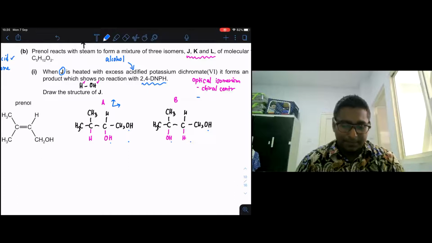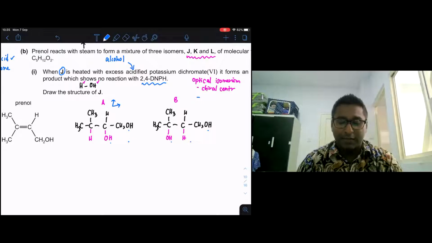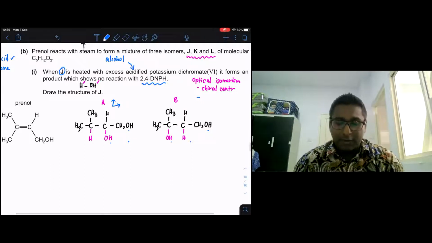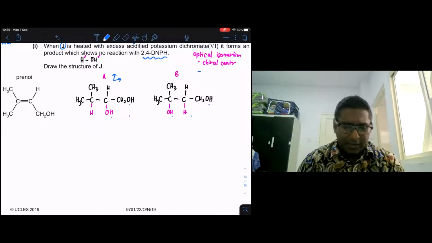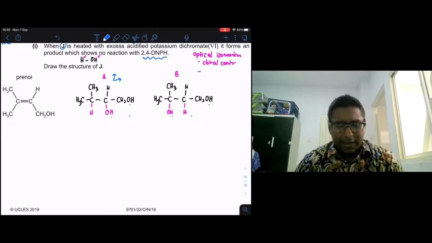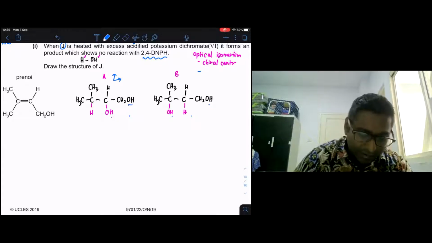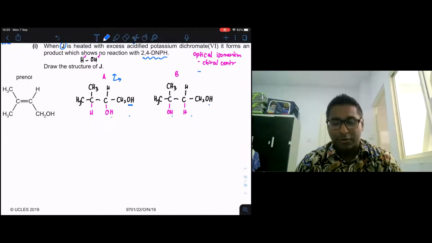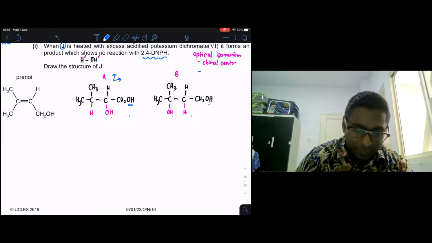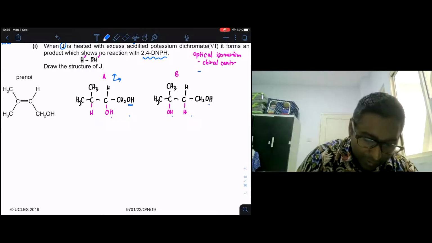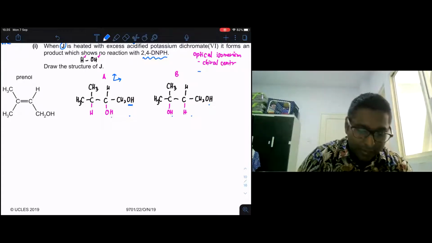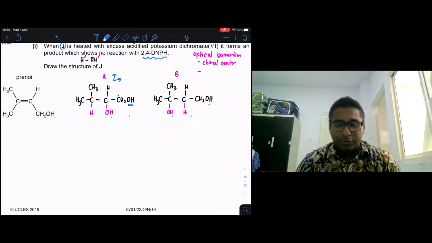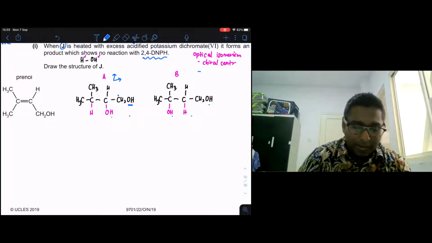So I need to find out which one gives me only carboxylic acid, so there is no reaction with 2,4-DNPH. If I look over here, let's look at A. For this alcohol group, this carbon is attached to 2 hydrogens, and then the rest of it is the R group.